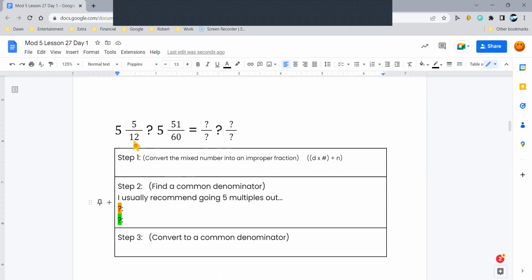So we have 5 and 5/12 and 5 and 51/60. So the first thing I have to do is convert these to improper fractions.